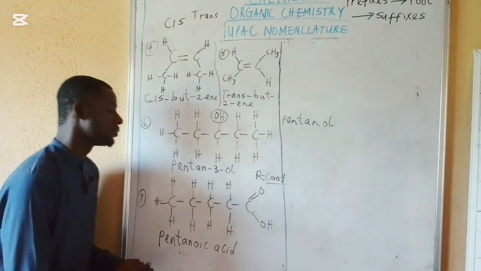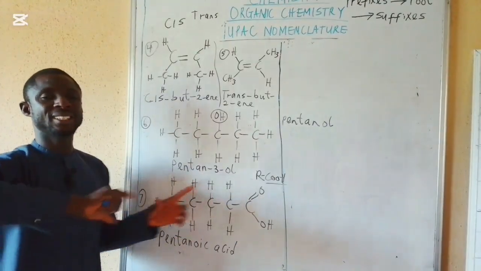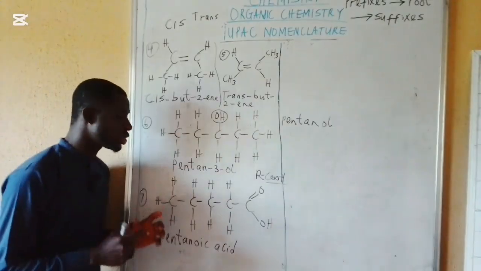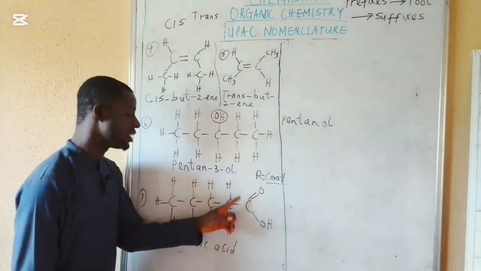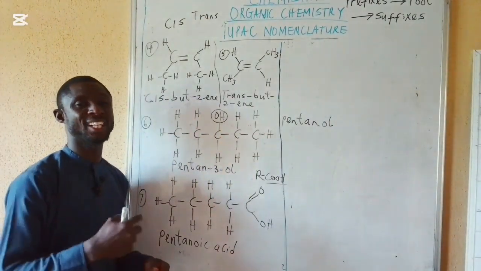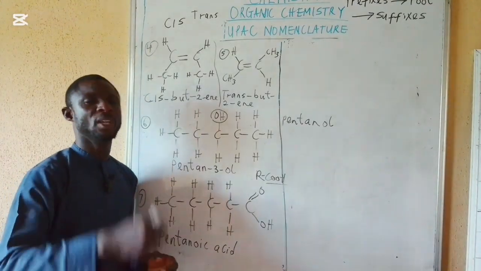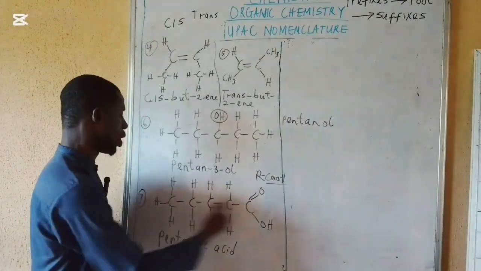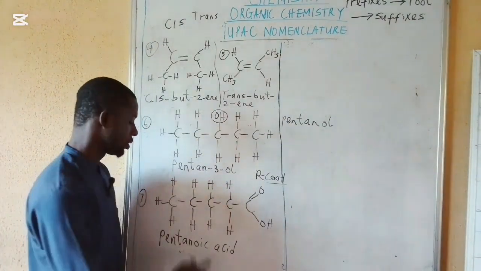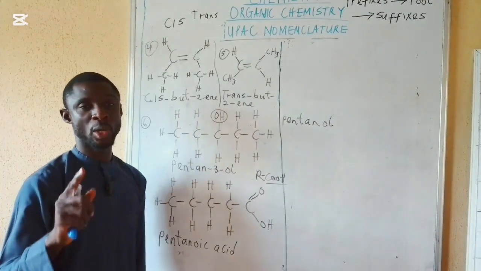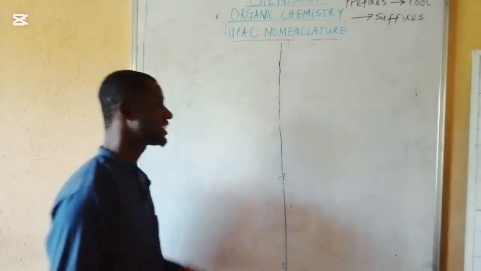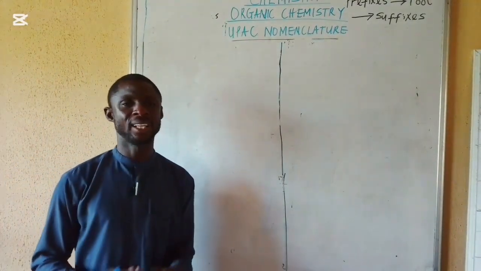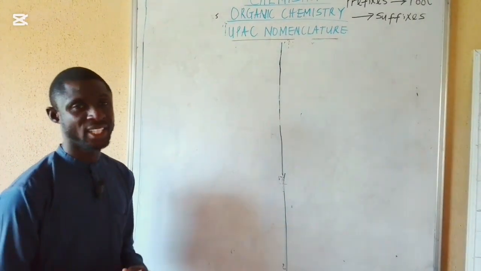Note that this functional group is always at the terminal end of the organic compound. If it's not at the terminal end, then this COOH will not serve as a functional group, it will serve as a substituent. But if the COOH is to serve as a functional group, it must always be at the terminal end of the organic compound. So the name of this compound is pentanoic acid. For this section, we'll be stopping at the naming of alkanoic acid, and this is the first part of naming organic compounds.